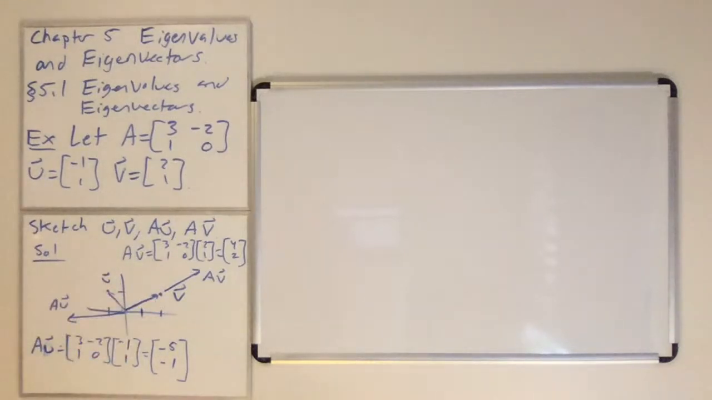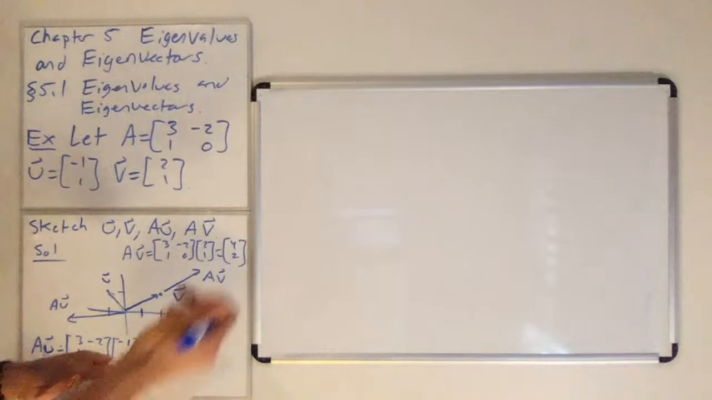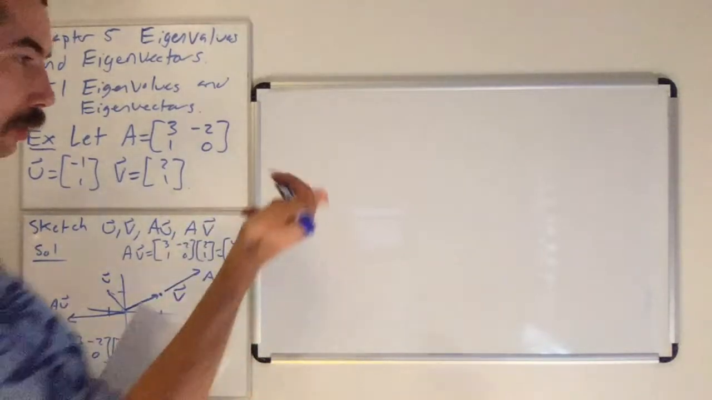Eigenvector of the matrix. So we'll write this down as a definition.